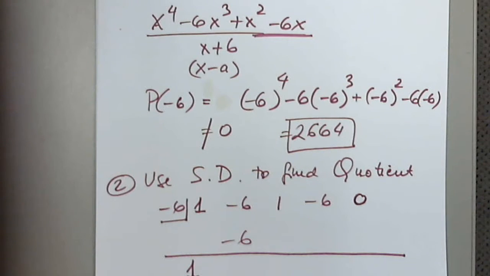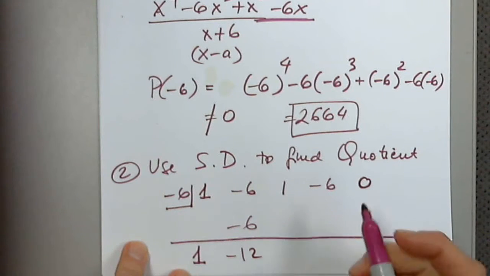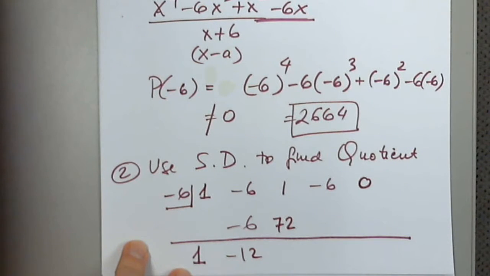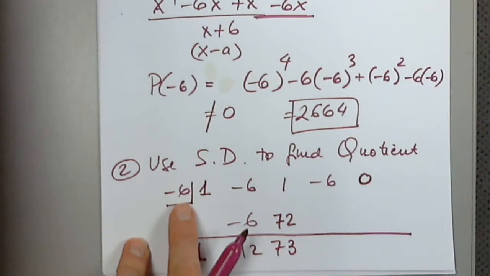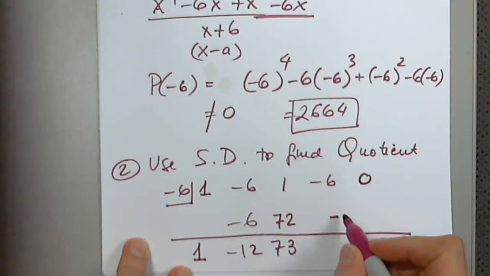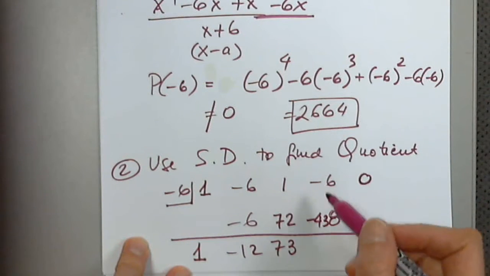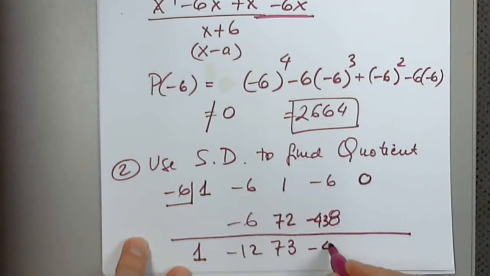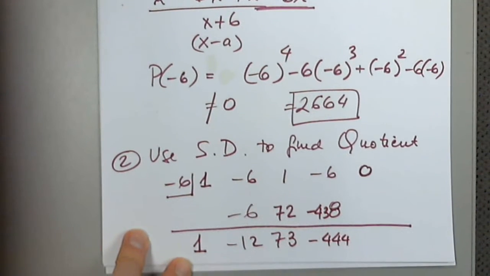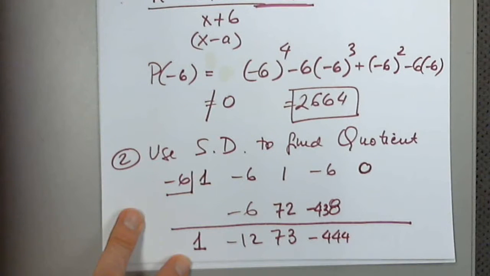Good. Very good. And then negative 6 times negative 12 is 72. 72 plus 1, 73. Negative 6 times 73. So it's negative 438 and 1, 42, 43. Perform the operations we see. Negative 4, I think it's 444, correct? Correct me if I'm wrong, please. That seems about right.